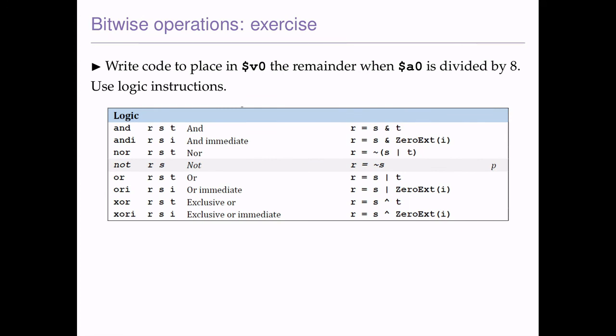So let's say we want to write some code to place into V0 the remainder when A0 is divided by 8 using logic instructions, and we have all of these available to us. Now at this point in the video you might want to pause it, have a wee think about it, and come back before I reveal the answer. Otherwise I'm going to reveal it and have a little bit of analysis about how that is the answer.